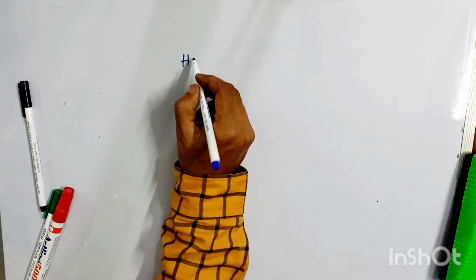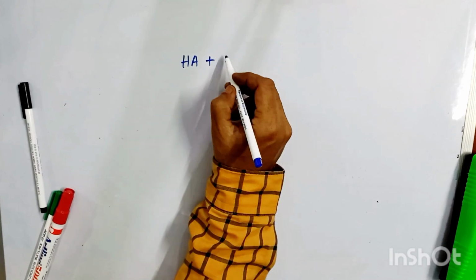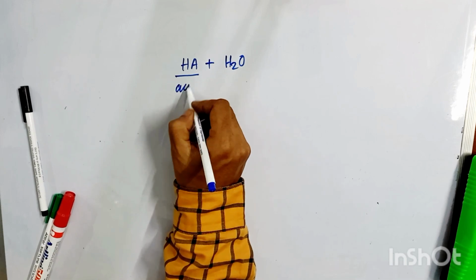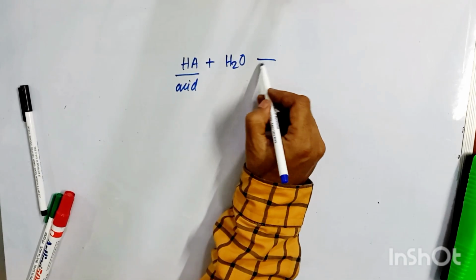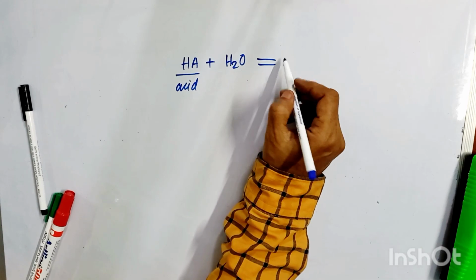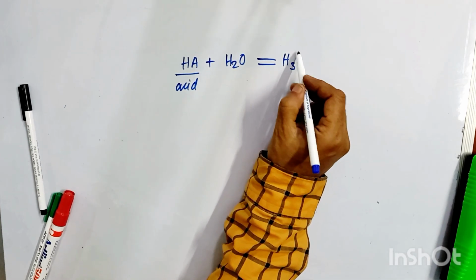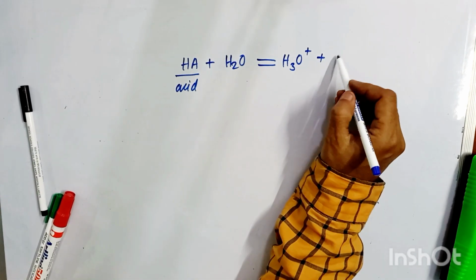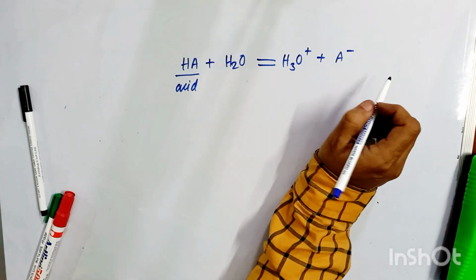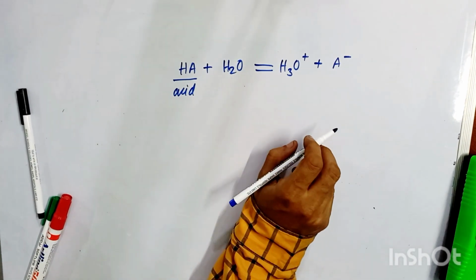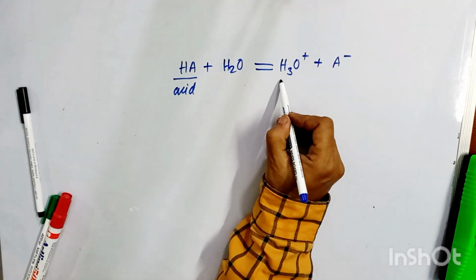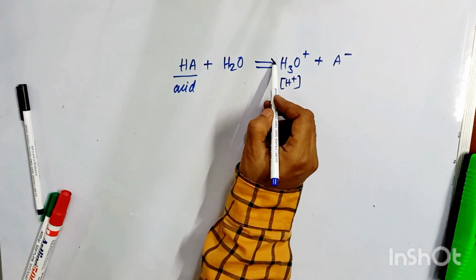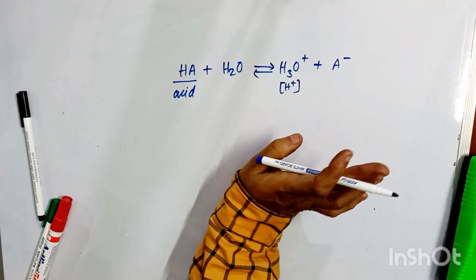Say HA and H2O. HA is an acid. This is an acid solution. This acid is in water, and this HA ionizes to produce H3O plus and A minus. Now this can be written as H plus and A minus. Now this is the ionized form of the acid.